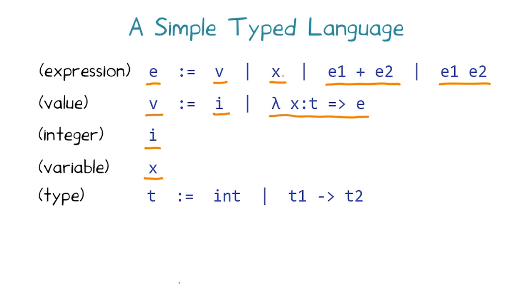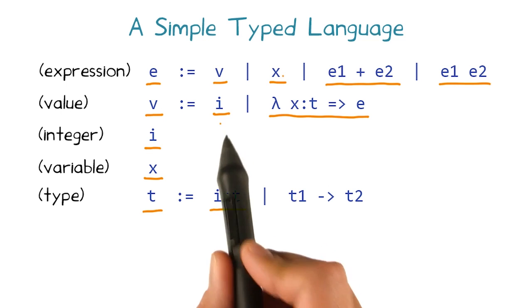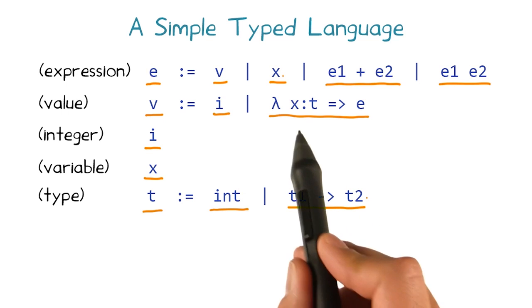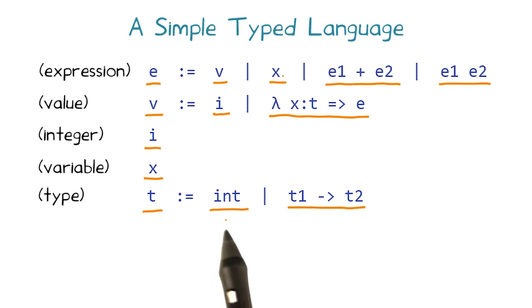To meet these requirements, the system consists of two types corresponding to the two kinds of values in our language: an int type, which is the type of all integer values, and a function type denoted by t1 arrow t2, which is the type of functions. Note that the int type is a base type, whereas a function type is a compound type, as we will illustrate using an example program in this language.